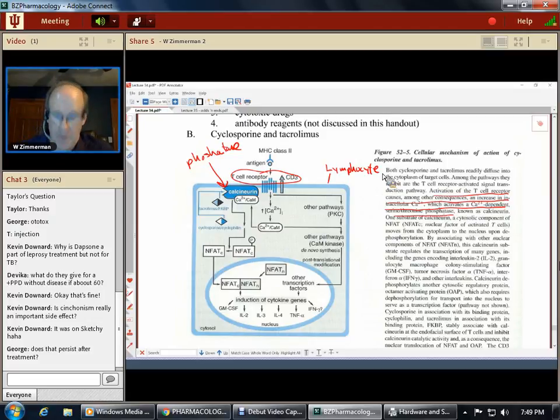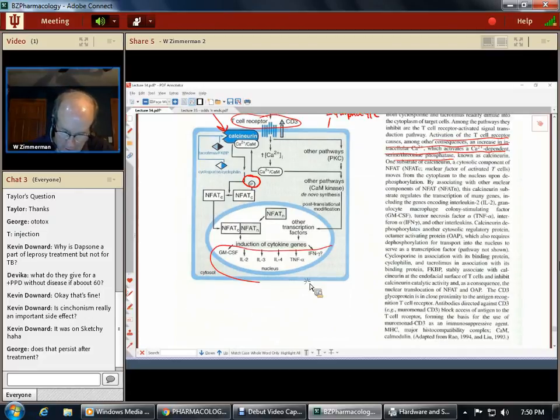Once activated, there's this transcription factor that we call the nuclear factor of activated T cells. It loses its phosphate group, and with that it goes into the nucleus, combines with another transcription factor, and we get all these different interleukins that are going to lead to the lymphocyte proliferation.